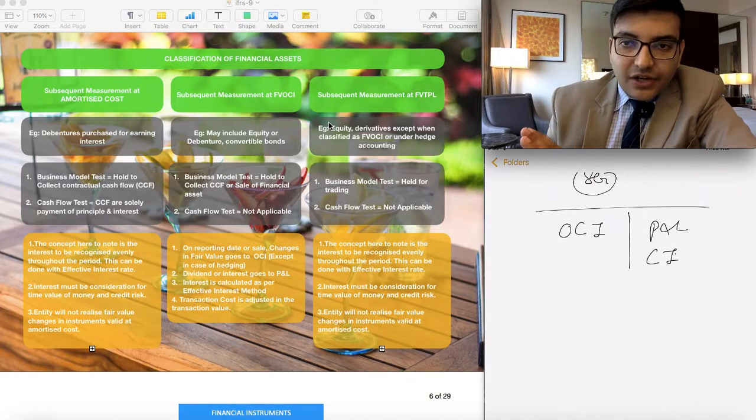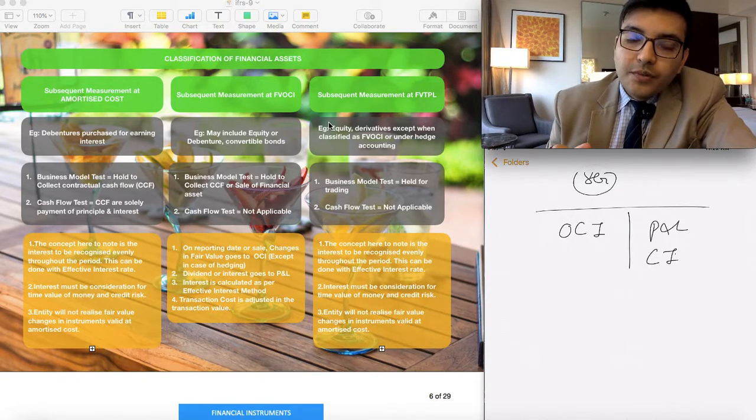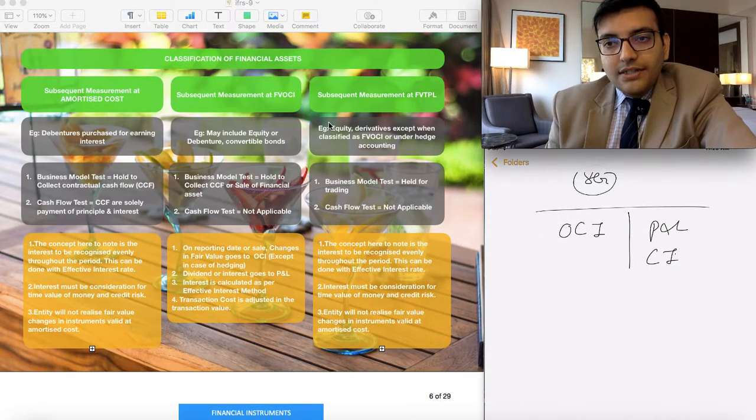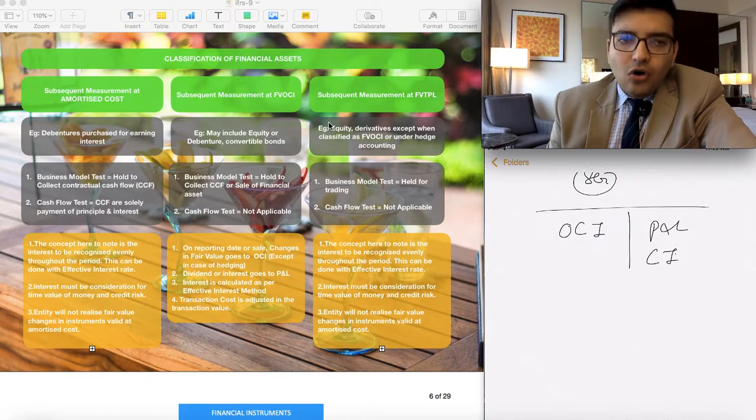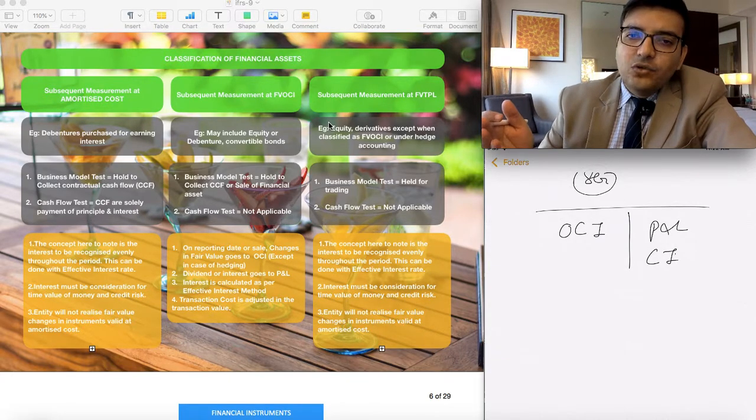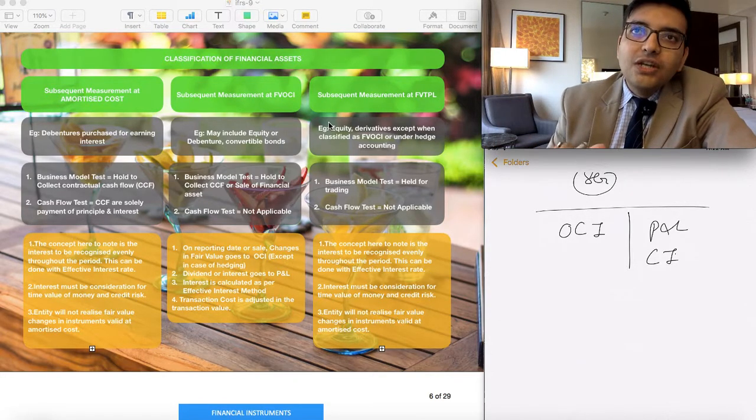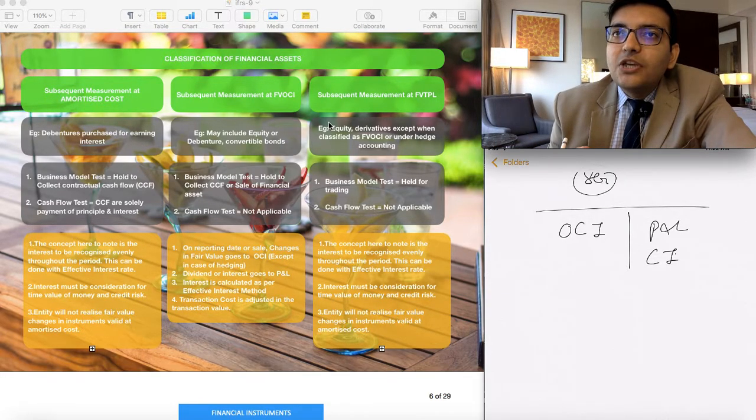So there were three classifications mentioned in IFRS 9. Number one is subsequent measurement at amortized cost, or subsequent measurement at FVOCI. Now see why they have written subsequent measurement. Why is this subsequent measurement? Because initially you have to classify them, but measurement will be done at the reporting date, right?